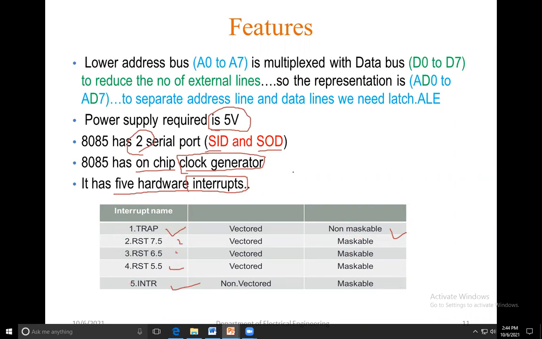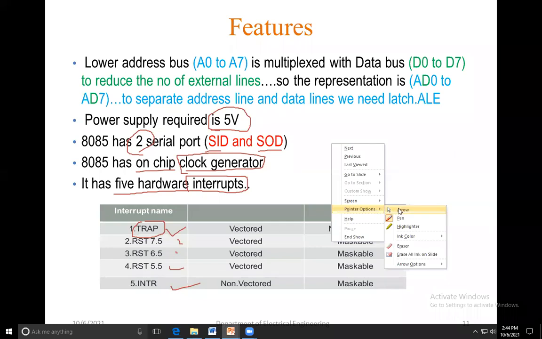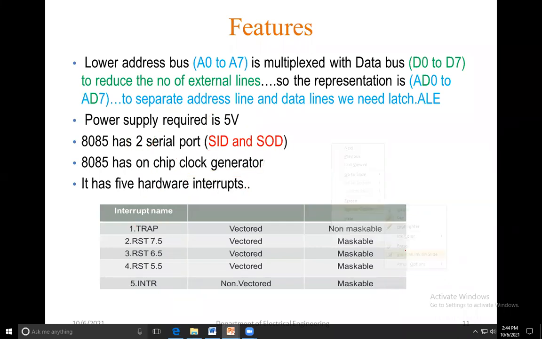Then again, in your online question: which interrupt is non-maskable? They give these 5 options. Which is non-maskable? TRAP is the non-maskable interrupt. So these are the interrupts. Now the question is, what is meant by an interrupt?